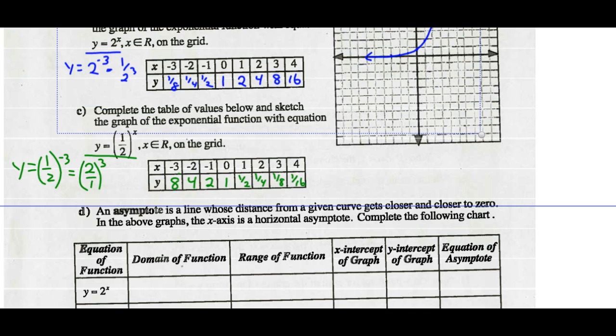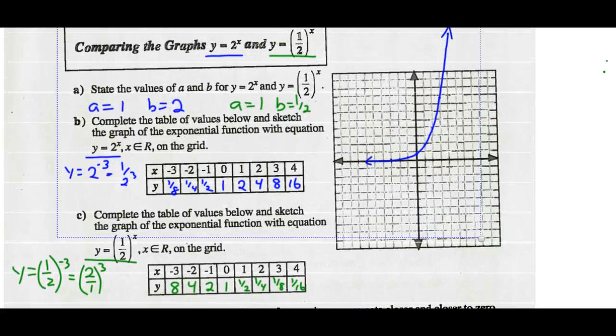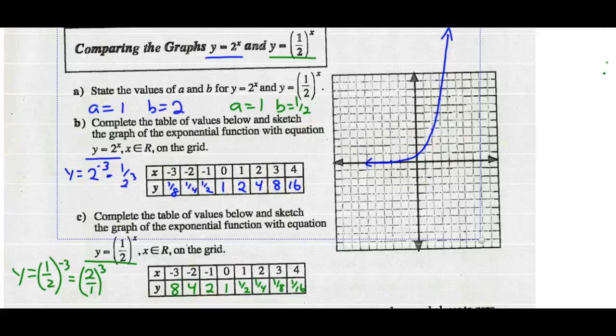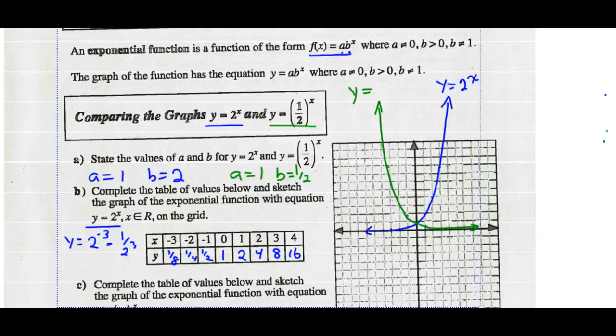Perfect. Let's plot those points on the grid and connect them. So now when x is -3, y is 8. And when x is -2, y is 4. And -1, it's 2. And 0, it's 1. And when x is 1, it's 1/2, and then 1/4, and then 1/8, and 1/16. So now this graph goes like that. It still crosses right there, and it should never touch the x-axis again. So if I label that one, this green one's the graph of y = (1/2) to the exponent x. All right.